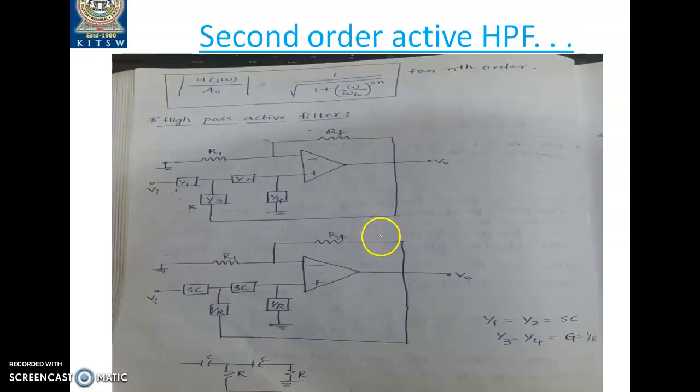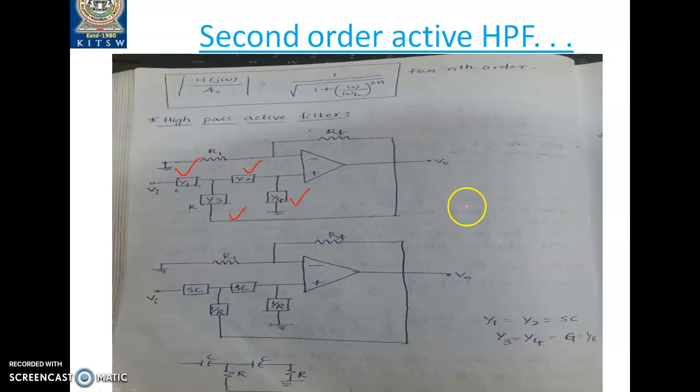Alright, when it comes to the second order active high pass filter, the second order active high pass filter and the second order active low pass filter are almost the same, because for the analysis purpose we are considering admittances, that is Y1, Y2, Y3 and Y4.